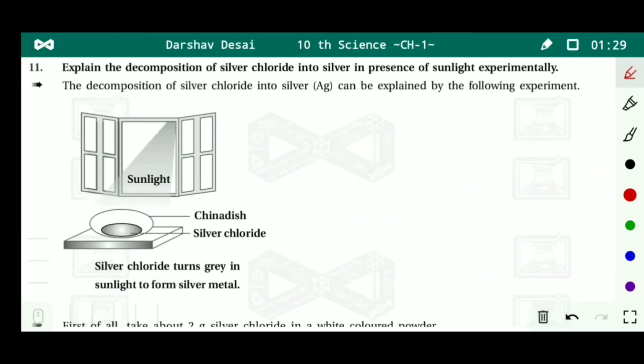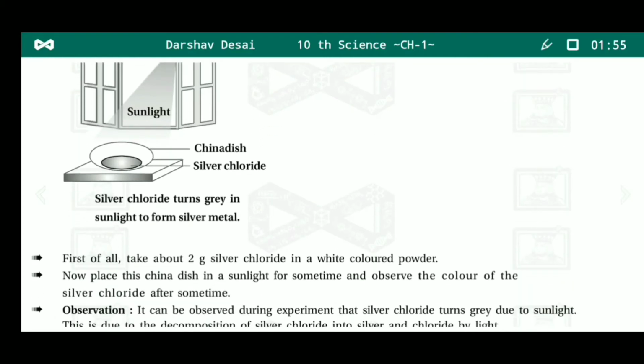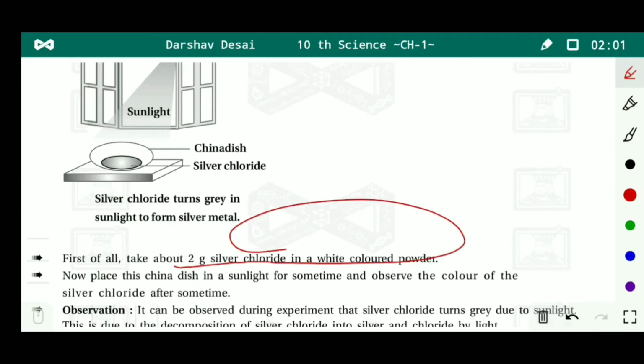First of all, we take some examples of decomposition of silver chloride. What is the formula of silver chloride? AgCl. We take two examples here: one is AgCl, called silver chloride, and the second is AgBr, called silver bromide. In this experiment, we take approximately 2 gram of white colored silver chloride powder in a China dish.